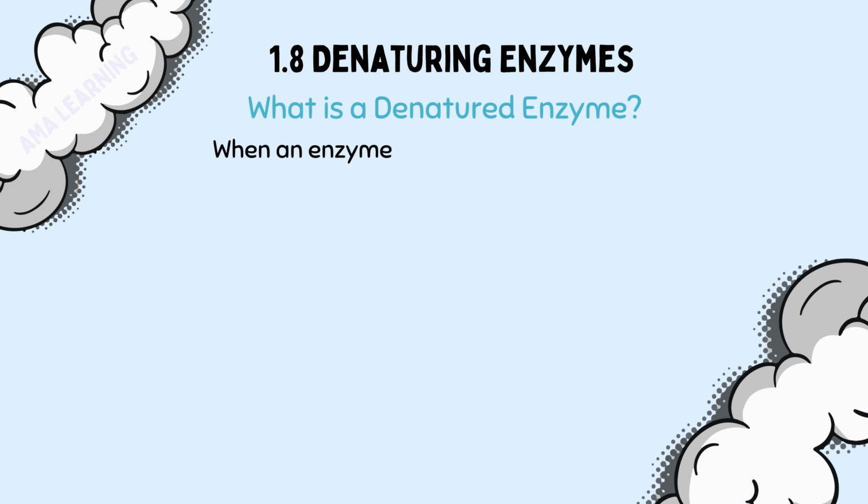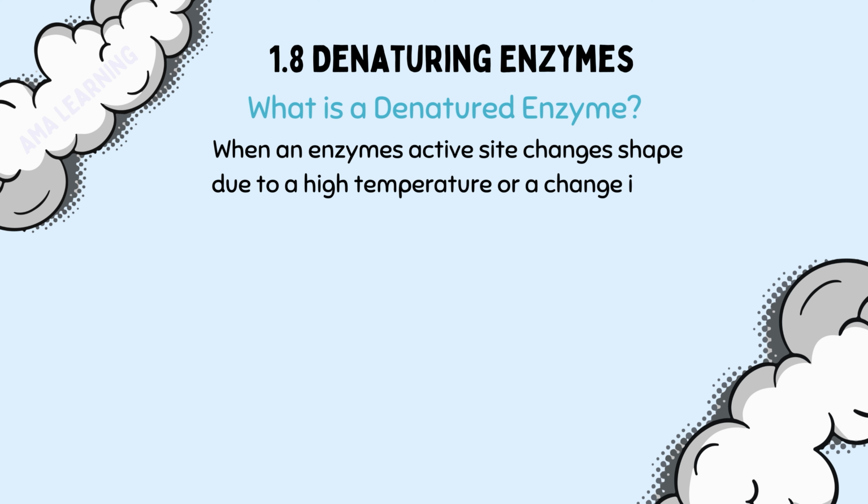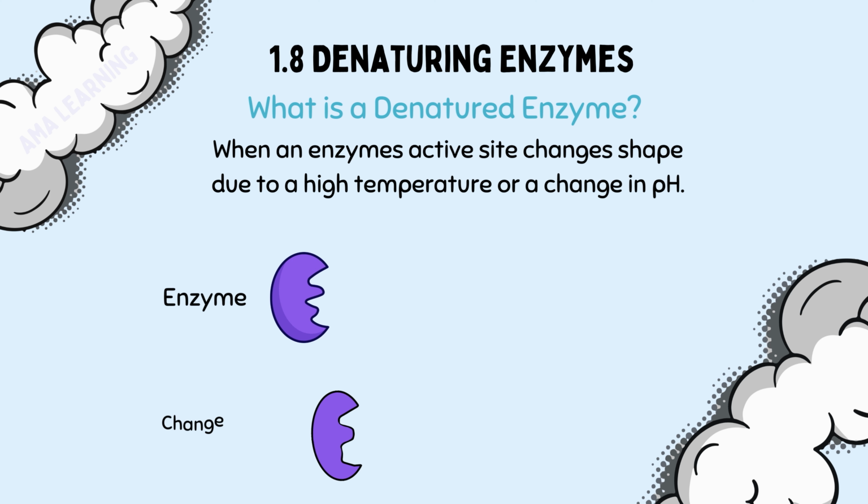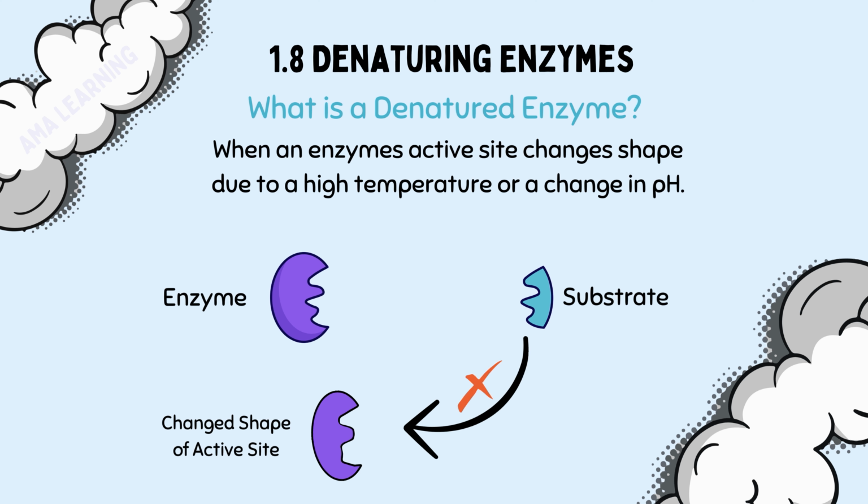This is when an enzyme's active site changes shape due to a high temperature or a change in pH. If the enzyme's active site changes shape, the substrate will no longer fit in the active site. The enzyme-substrate complex will not form, and ultimately the enzyme will not break down the substrate.